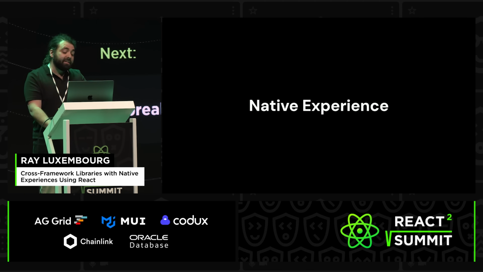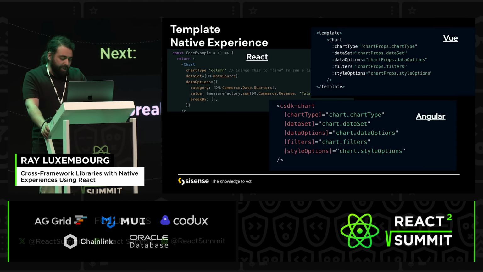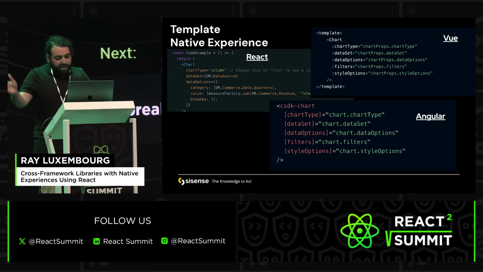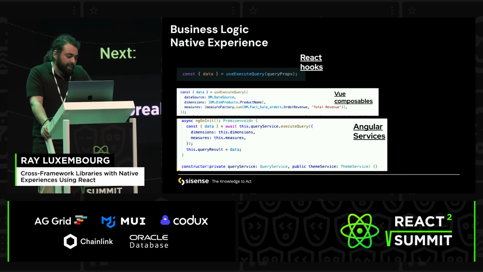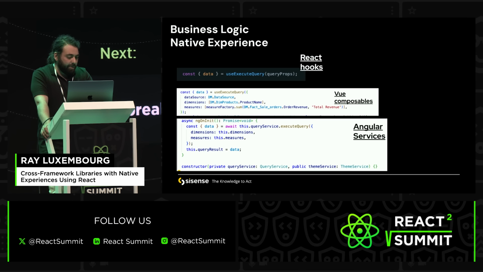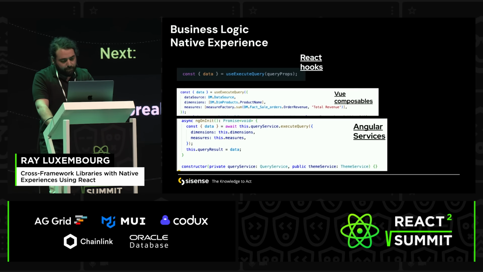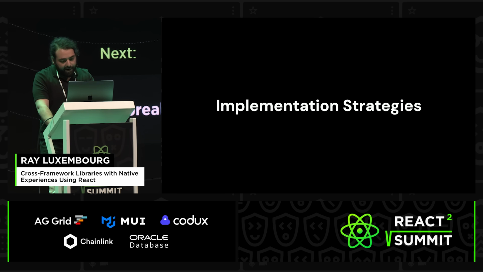So what is a native experience? In React, we know JSX clearly, but in Vue.js, for example, we have this templating syntax, and in Angular, something similar, right? That's basically on the HTML part. But on the business logic side, React uses hooks. Vue uses something similar, but they call it composables. But in Angular, you have something called services. So clearly, they have differences in their business logic implementation, but we need to provide the same experience across all of those frameworks, while still developing only in React.